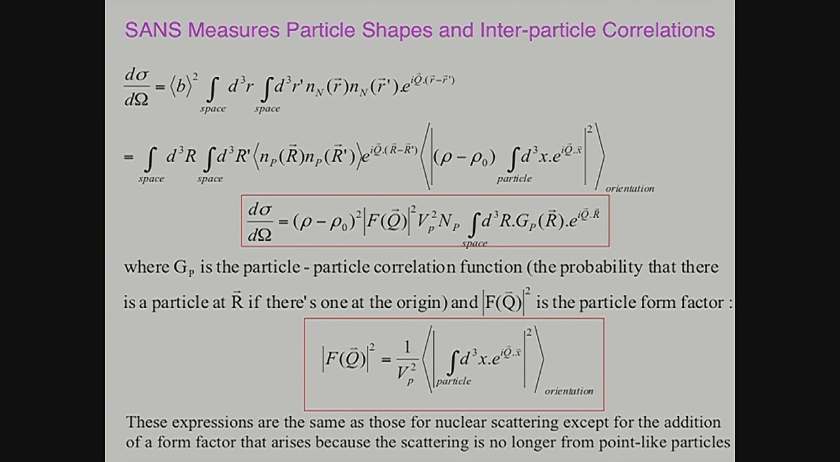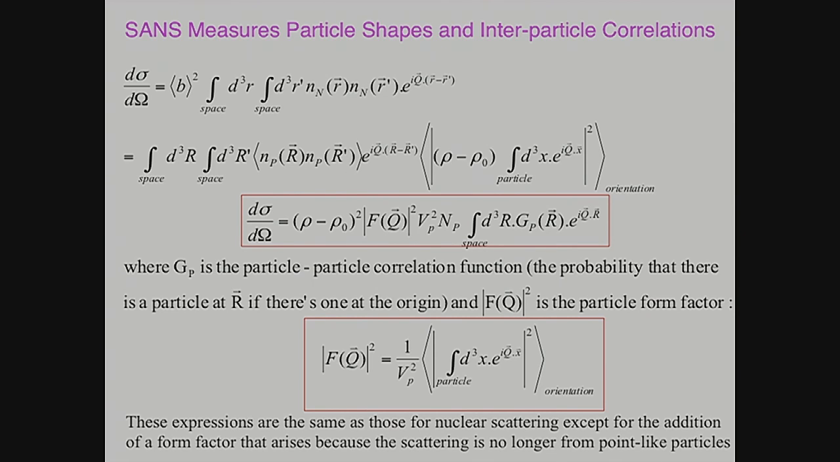So, to be concrete, imagine that you have a sample which is D2O with a bunch of spherical colloidal particles in it. Then this form factor is just this phase factor averaged over the particle, in this case a sphere, and you'll see what that is in a minute, squared. This angular bracket here is an orientational average. For a sphere, it doesn't matter. But if your particle is something like this, it does matter because it'll be tumbling around in the liquid, and the actual form factor will depend upon the orientation of Q with respect to the length of this molecule, and you have to do that orientational average if you haven't aligned the molecules in some way.